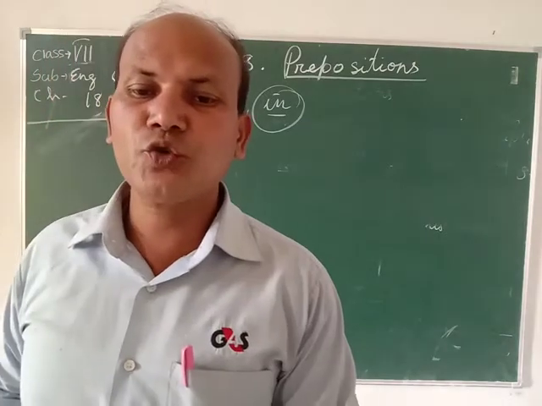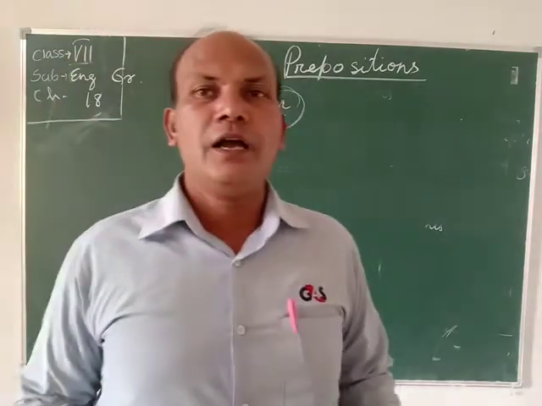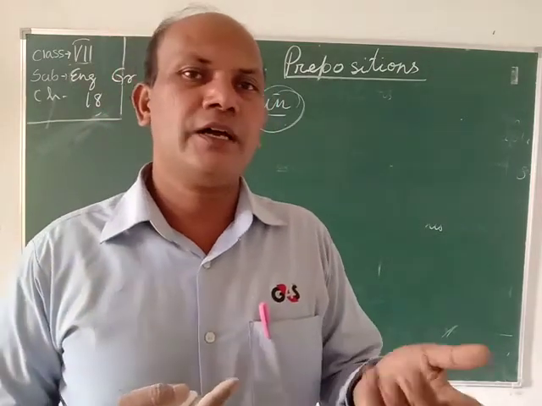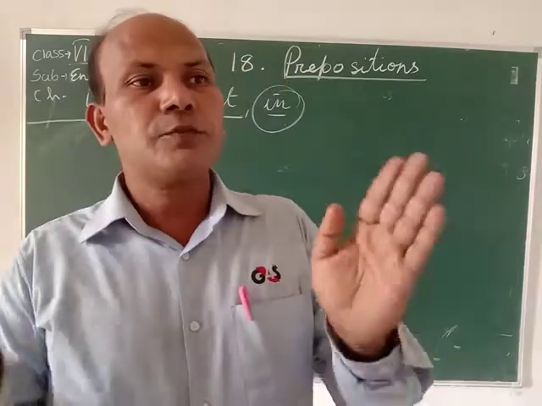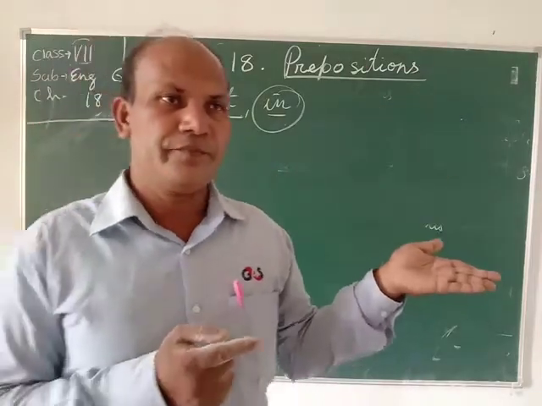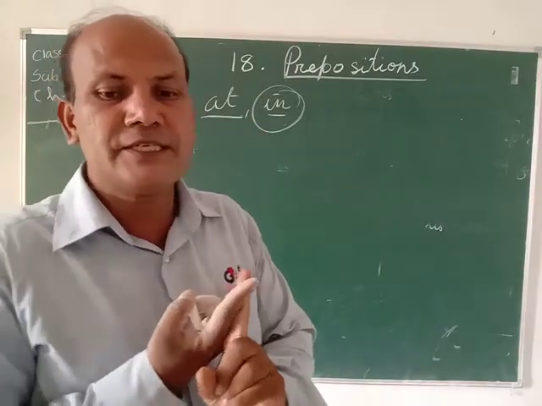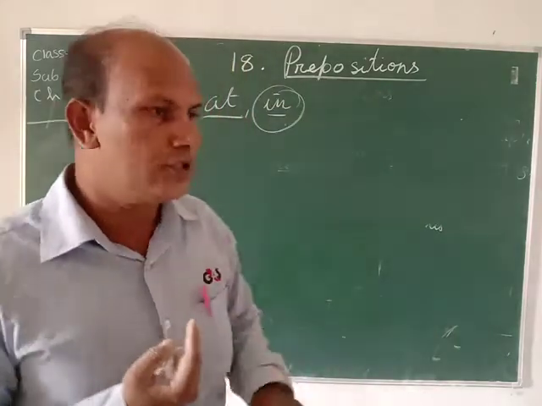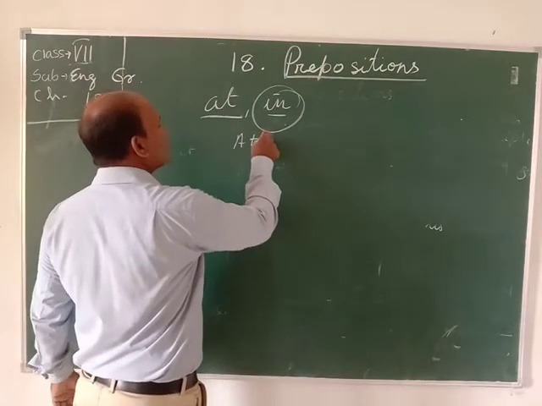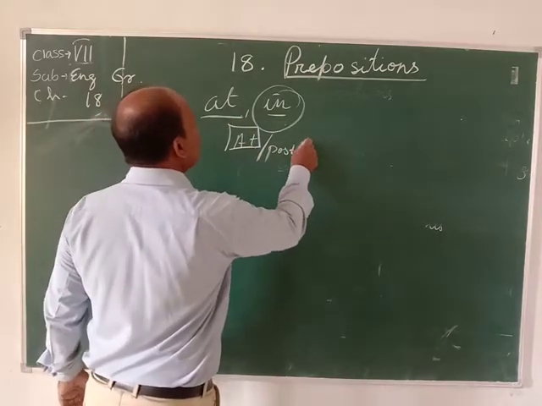When we mention the names of two places, such as a city located within a country, use at to refer to a smaller place, just like in an address: at Nayapara, at Godhar. For small places at is used, but for big places in is used, just like in Delhi. In big cities, in big places, in is used. In the address we write at post, not in post. At means a small village name.